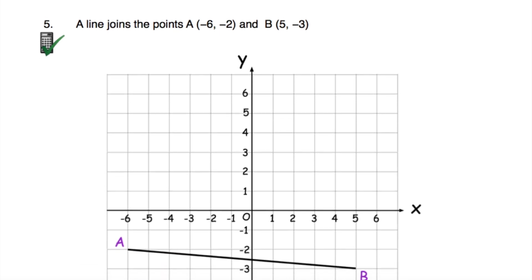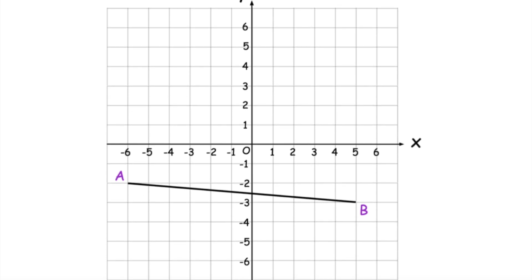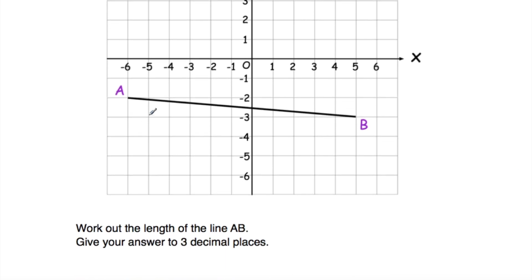So question number 5, it's a calculator question, so we can pick up our calculator again. And we're told a line joins the points A, which is -6, -2, and the point B, which is the point 5, -3. And so we've got the line that joins those two, and we've been asked to work out the length of that line and to give our answer to 3 decimal places. Okay, so let's make our right angle triangle here. So I'm going to get a ruler and pencil, and they're already joined up A and B this time, because we want to work out the length of the line AB.